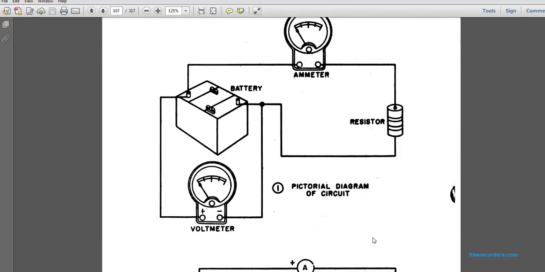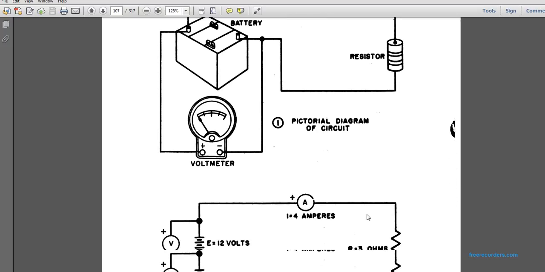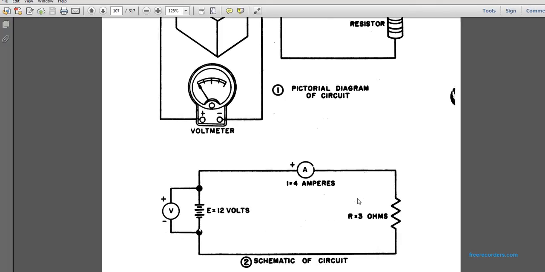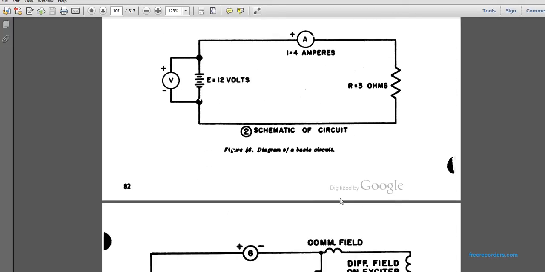One is a picture of the diagram from the battery through the ammeter to the resistor while following both sides of the charge on a voltmeter. The schematic of the drawing shows the voltmeter across the positive and negative sides of the battery at 12 volts, going through the ammeter on one side and then hitting a resistor in the schematic and going back to the battery in the schematic of the circuit.